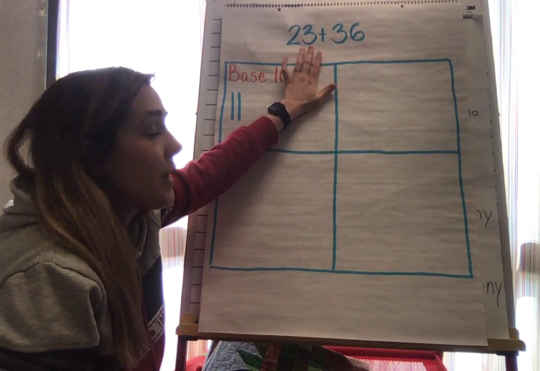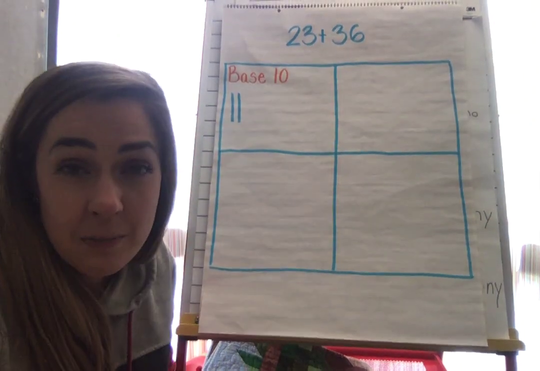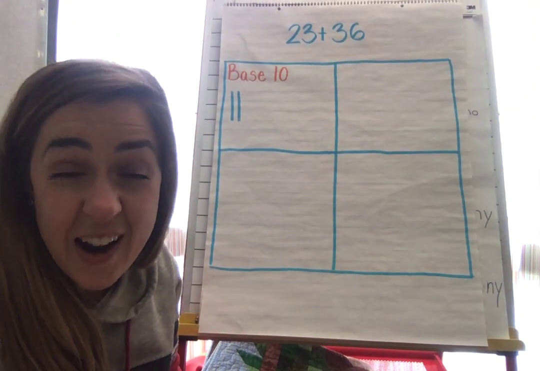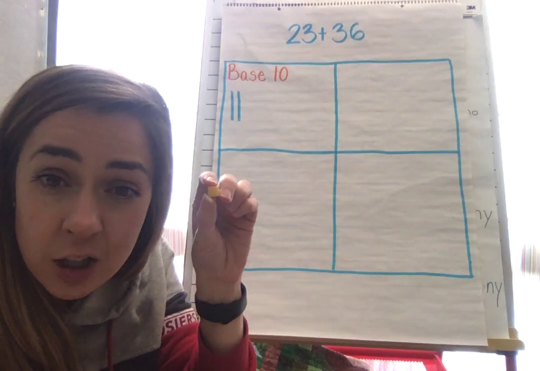Okay, now I have three. I don't want these three in my ones place to be big old squares, because it's just a one little cube.